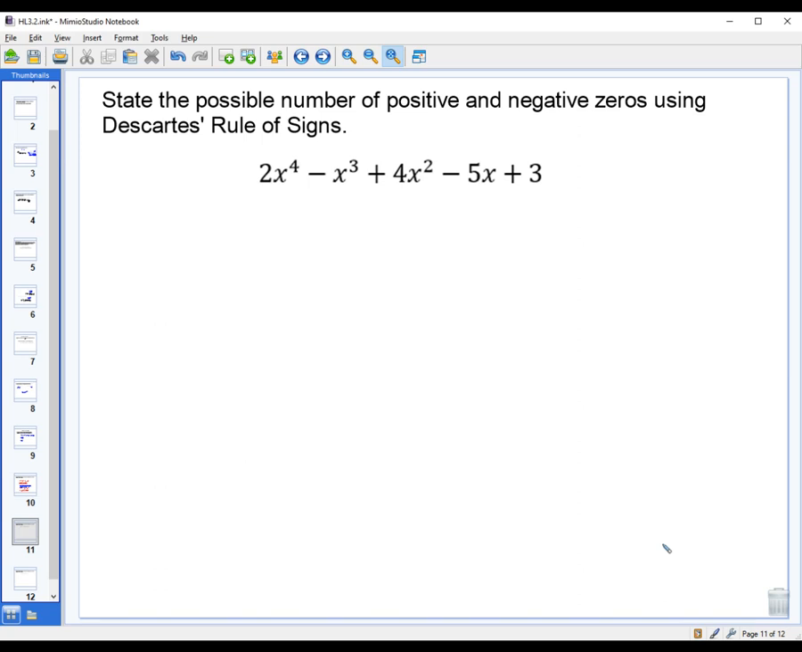All right, so here's another problem. We have to find the positive and negative number of real zeros using Descartes' rule of signs. So we started out positive, negative, positive, negative, positive. So it changed 1, 2, 3, 4 times. So again, we have 4, 2, or 0 positive real solutions or real zeros.